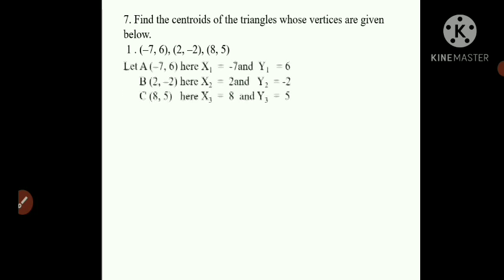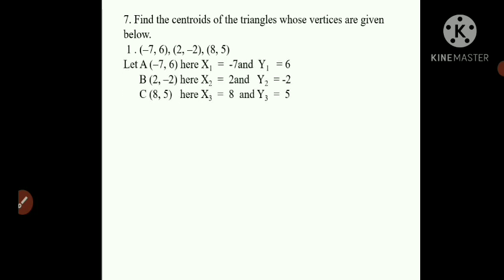Now we'll do one sum of centroid. See, find the centroid of the triangle whose vertices are given below. Last time you have done a sum of centroid. Now see here, first -7, 6, 2, -2, 8, 5. So first we'll assign that A is -7, 6, B is 2, -2, and C is 8, 5. That means here x1 is -7 and y1 is 6, x2 is 2 and y2 is -2, and x3 is 8, y3 is 5. So let G, that is (x, y), be the centroid.